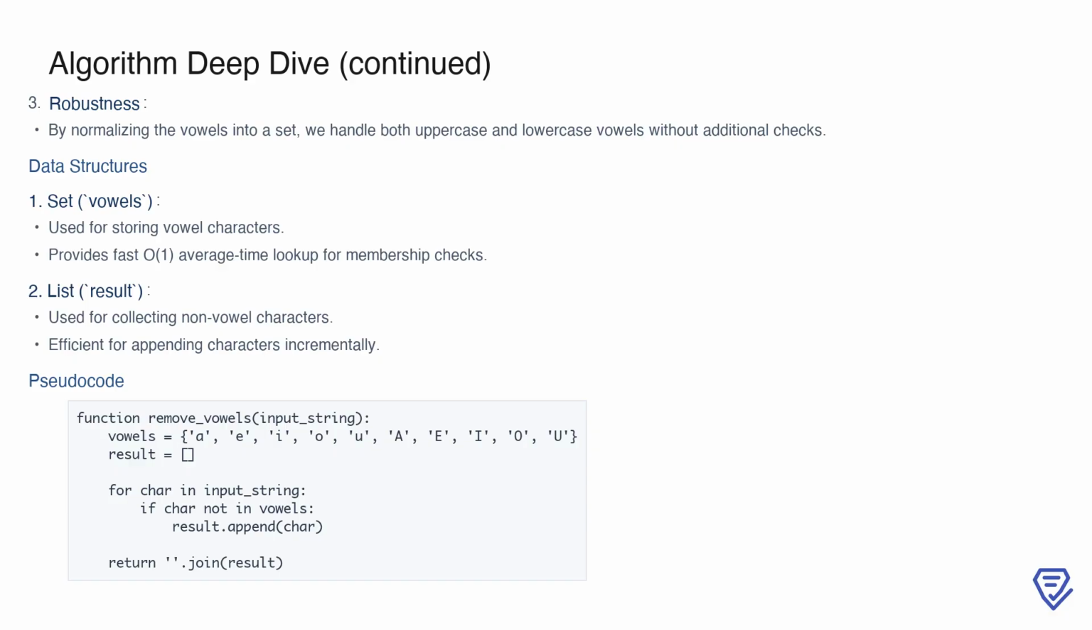To summarize the algorithm, the pseudocode is as follows. We define a function remove_vowels that takes an input string. Inside the function, we create a set of vowels and an empty list for the result. We then iterate through each character in the input string. If the character is not in the vowel set, it is added to the result list. Finally, we join the contents of the result list into a string and return it.